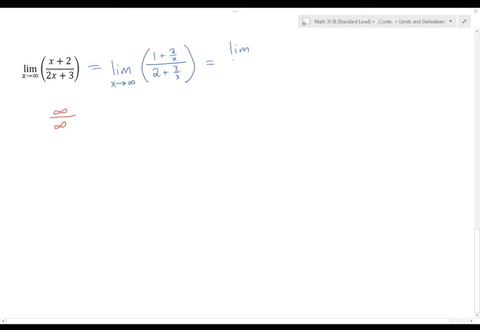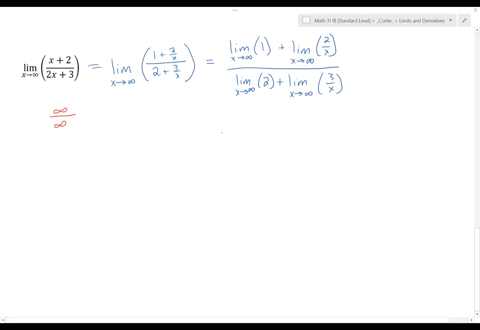So the limit as x approaches infinity of 1 plus the limit as x approaches infinity of 2 over x, over the limit as x approaches infinity of 2 plus the limit as x approaches infinity of 3 over x. Where I have a constant, the limit as x approaches infinity just is the constant. So 1 and 2, it doesn't matter what x is, there is no x in that expression.